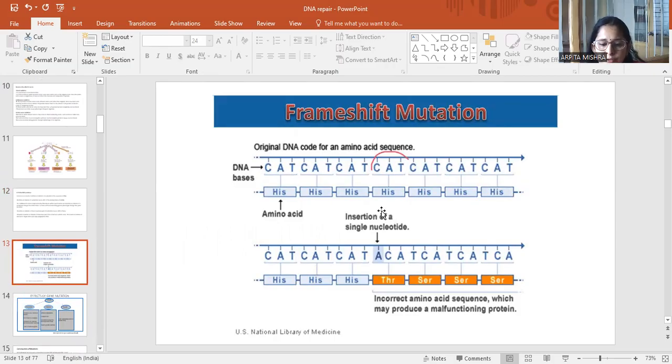So here is an example of how frameshift mutation works. Earlier we had CAT like this, which codes for histidine. When it is read as a codon, it reads as CAT, which codes for histidine. Any insertion in between, or at any place, is going to shift the codons. So there is a frame shift here. You can see it is no more CAT. It becomes ACA, which codes for threonine. What we expected was histidine, however now we have threonine, and this incorrect amino acid may produce an incorrect protein.